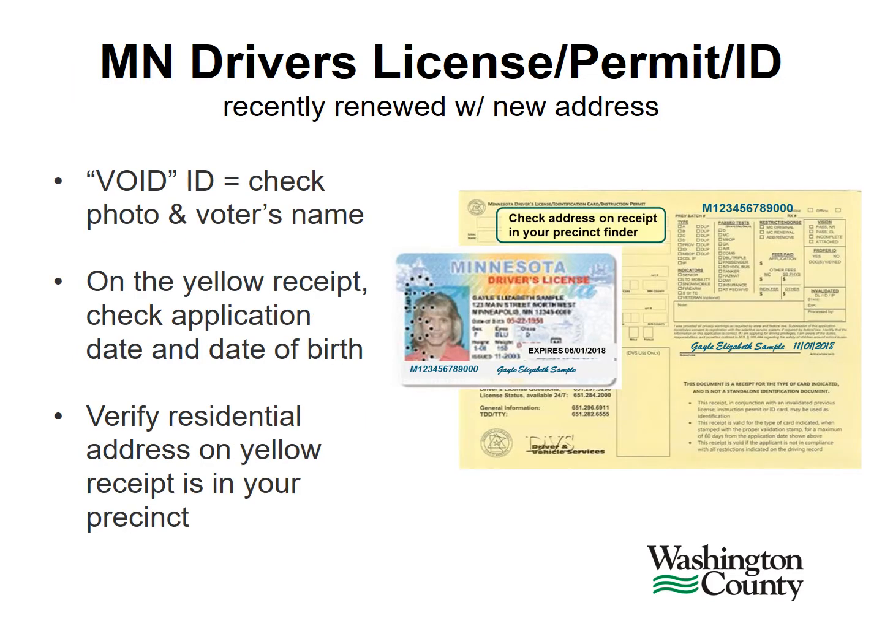A voter is allowed to bring in a Minnesota driver's license or permit or ID that has been recently renewed with their yellow receipt. On the voided driver's license, you will check their photo that it matches the voter, as well as the voter's name. On the yellow receipt, check the application date as well as the date of birth. Also, verify the residential address on the yellow receipt against your precinct finder to be sure that the new address that they want to register with is in your precinct.